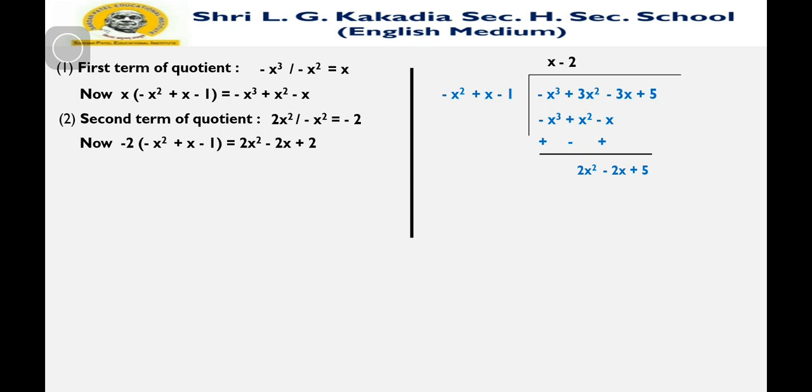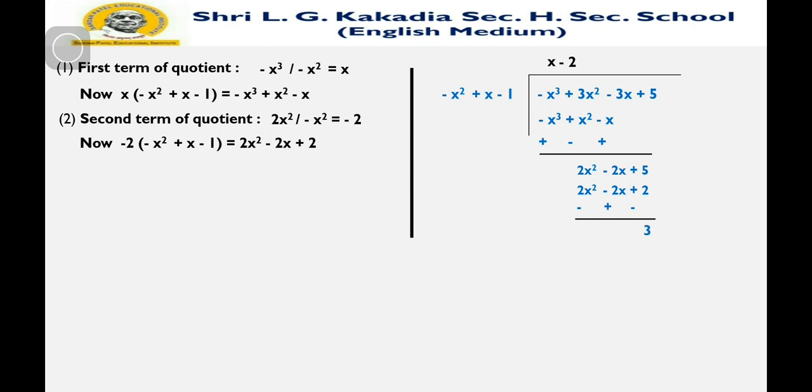Now we subtract this product from given polynomial, given dividend. So 2x square minus 2x plus 2. Now we change the sign. Minus minus is plus, and plus is minus. So we subtract these. So 2x square minus 2x square will be 0. Minus 2x plus 2x it will be 0, and plus 5 minus 2 is equal to 3.